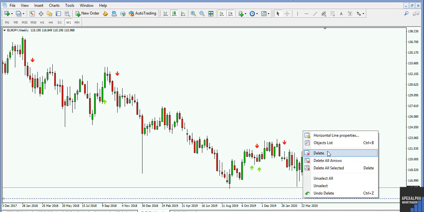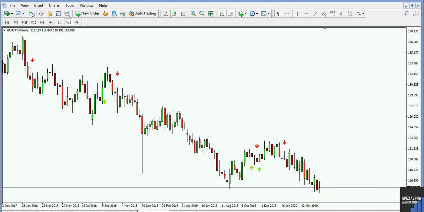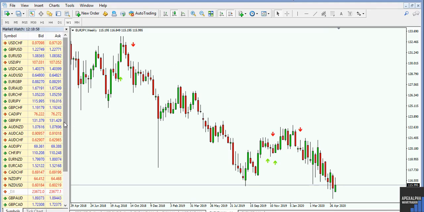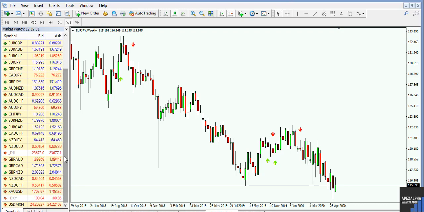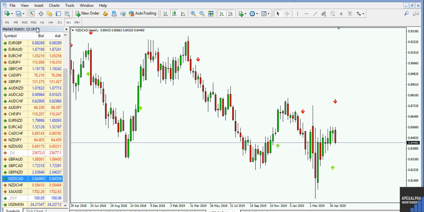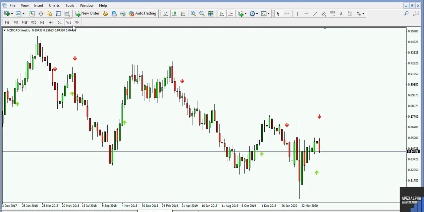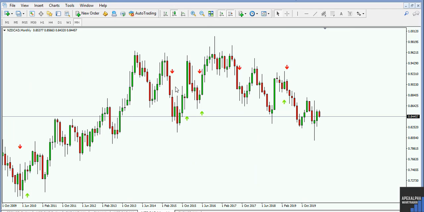So let's just delete this and let me find another currency pair. Let's see, let me just eyeball this. Let's just choose a pair out of the blue. Let's just choose a pair like New Zealand Canadian dollar. Okay, we hardly ever trade that, so let's look at that. So let's go to the monthly chart now, and then we'll start the process again.